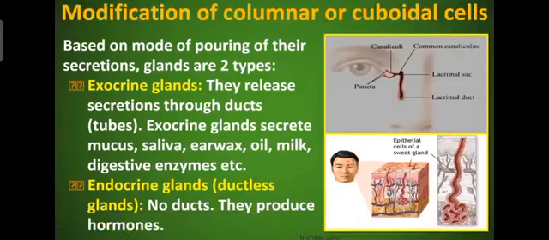In the next diagram you can see the epithelial cell of a sweat gland. A duct-like structure is there, a tube-like structure is there.